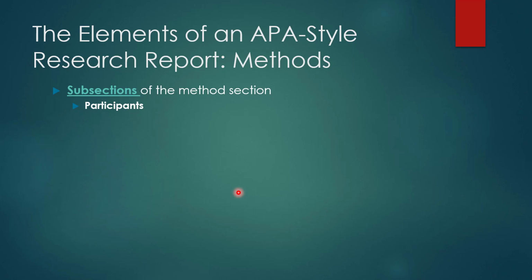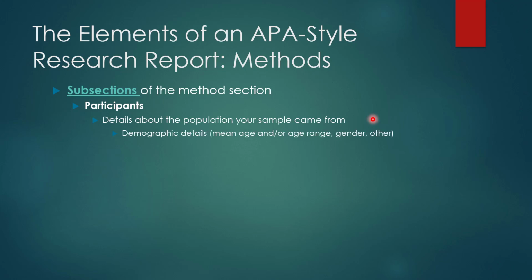The participant subsection has details about the population your sample came from. Our population is going to be OCC psychology students. You want to provide demographic details. So it's important when you're designing your questionnaires and surveys that you add in questions so that you can talk about the mean age of your participants, or the age range, the gender, maybe level of college, and, for those of you doing music, the type of music that they like.